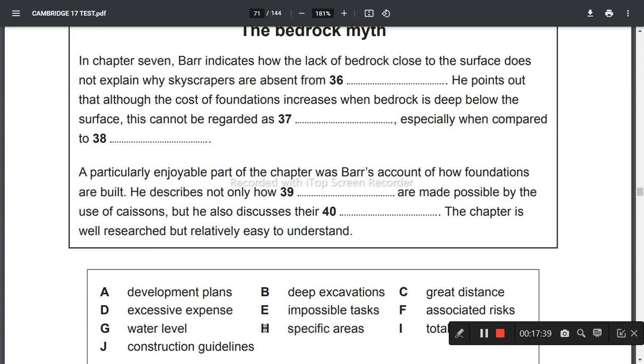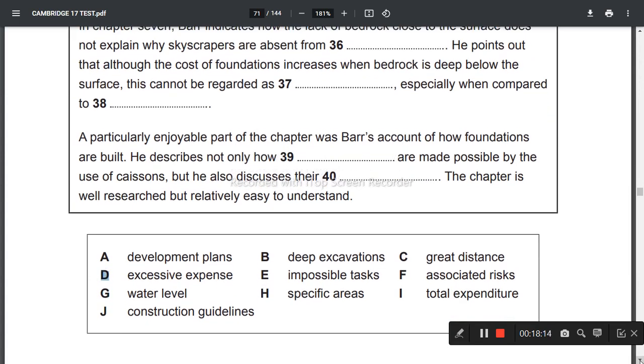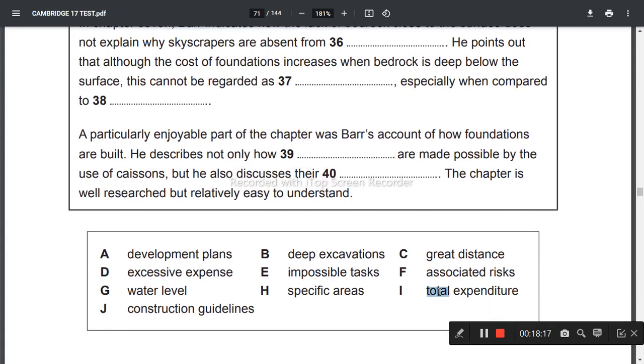H. He points out that although the cost of foundations increases when bedrock is deep below the surface, this cannot be regarded as excessively expensive. D. Especially when compared to total expenditure. I.